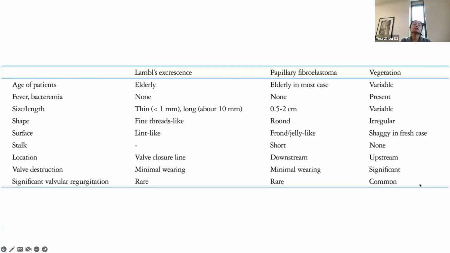Well, vegetation usually needs to be interpreted in the right clinical context. Do they have fever? Do they have bacteremia? Do they have risk factors? But it tends to be more irregular, shouldn't have a stalk. And as one of the echo fellows likes to say, it's kind of shaggy looking.